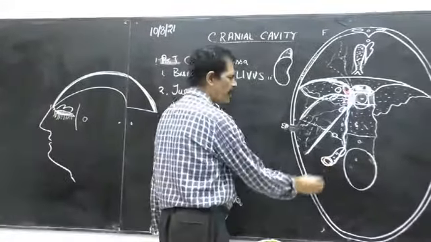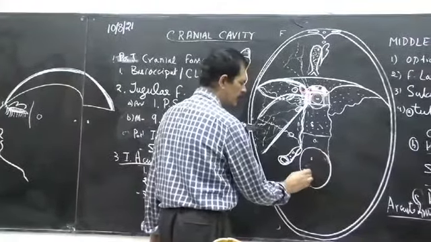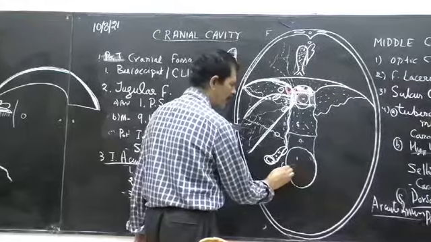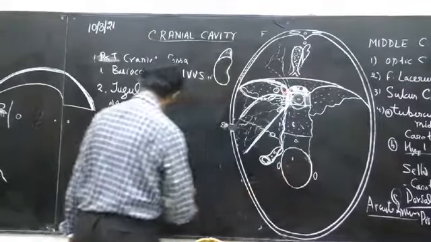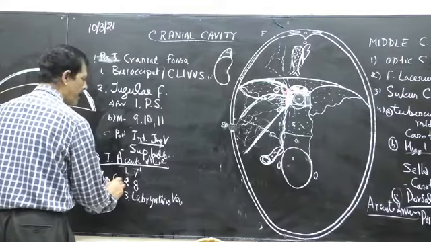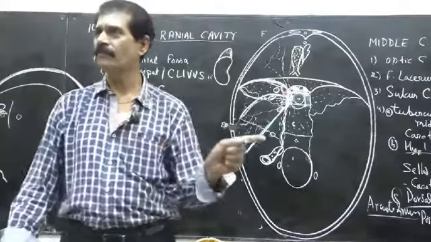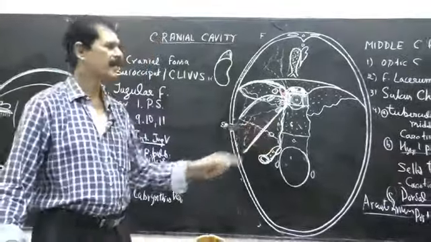So this is the jugular foramen. Then behind the foramen magnum, on either side, there lies a hypoglossal canal. And through this hypoglossal canal, what passes? The last cranial nerve becomes extracranial.